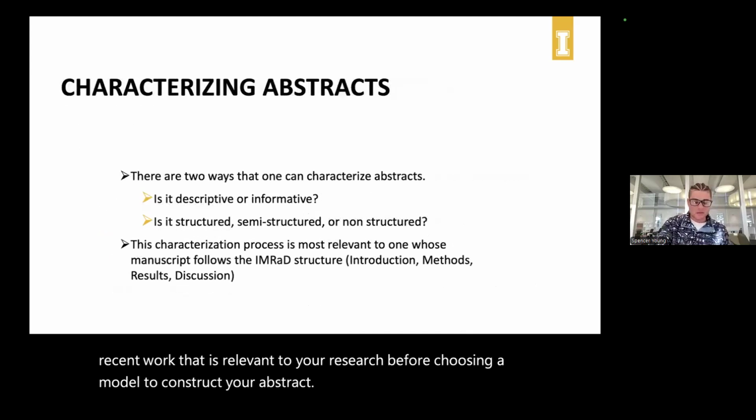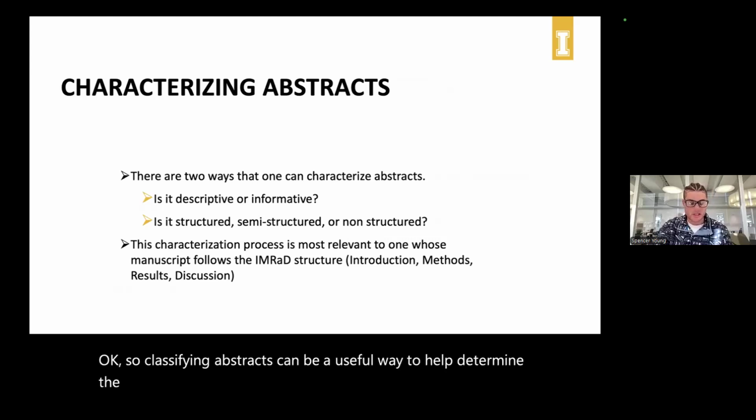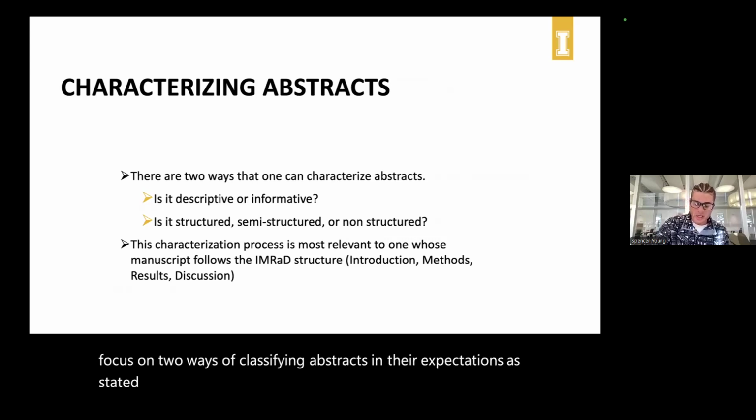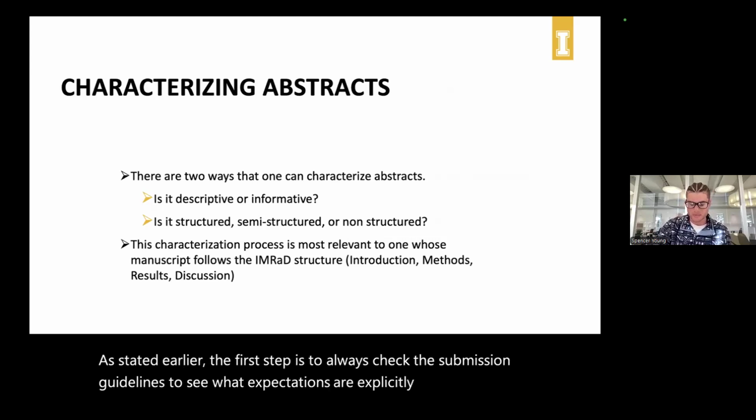Okay, so classifying abstracts can be a useful way to help determine the audience expectations for one's abstract. Today, we're going to focus on 2 ways of classifying abstracts and their expectations. As stated earlier, the first step is to always check the submission guidelines to see what expectations are explicitly communicated.